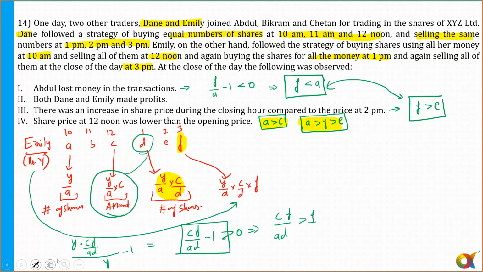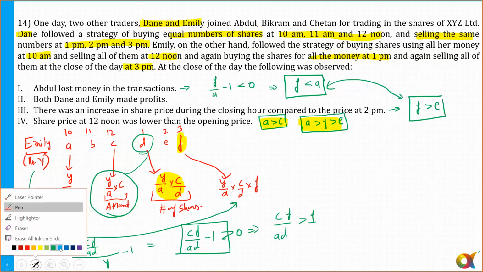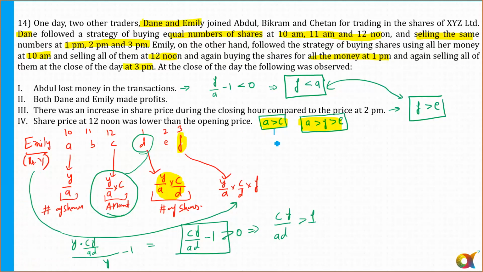Now, it is based on the inequalities funda. If you observe, C by A is less than 1. So this is equal to C by A into F by D, which is greater than 1. This value, C by A, is less than 1. So tell me, what should F by D be? We already know that C by A is less than 1. So tell me whether F by D should be greater than 1 or less than 1, such that the product of these two is overall greater than 1.